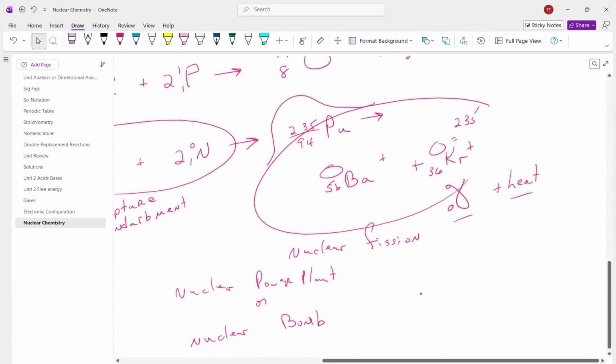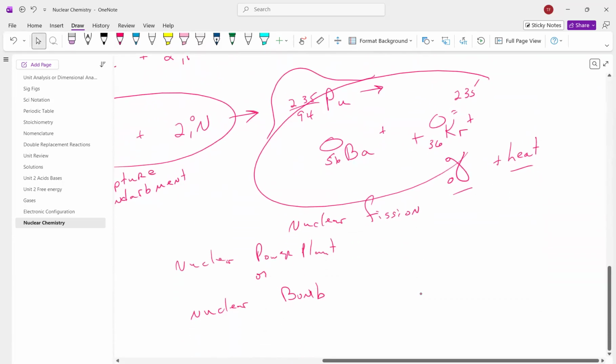And the heat part is why we do the fission: to get heat to boil water, to make steam, to turn a turbine, to turn a generator, to make electricity. It's for the high pressure steam. Nuclear powered aircraft carriers work the same way. Nuclear submarines, they all have reactors in the back.